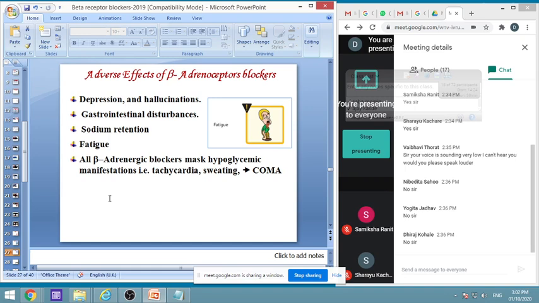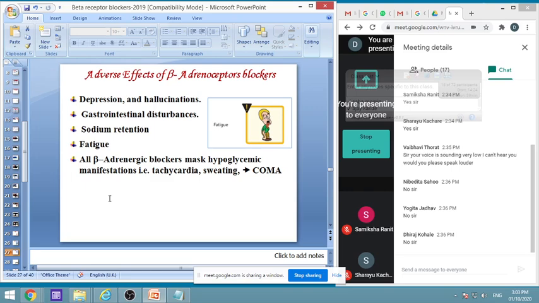Now again, which will cause depression and hallucination? Those which are able to cross the blood-brain barrier, those which are lipid soluble. They will also cause gastrointestinal disturbances, sodium retention, and fatigue. All beta adrenergic blockers will mask hypoglycemic manifestations like tachycardia and sweating, and therefore it can be very dangerous. If the initial hypoglycemic signs, tachycardia and sweating, are there, then it becomes easy for diagnosis, or the patient can understand something is happening. But if they are blocked or masked, it will not be realized by the patient.